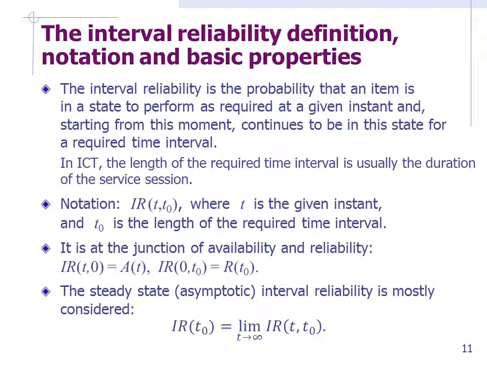The interval reliability is the probability that an item is in a state to perform as required at a given instant and, starting from this moment, continues to be in this state for a required time interval. It is at the junction of availability and reliability. The steady-state or asymptotic interval reliability is mostly considered, as for availability.